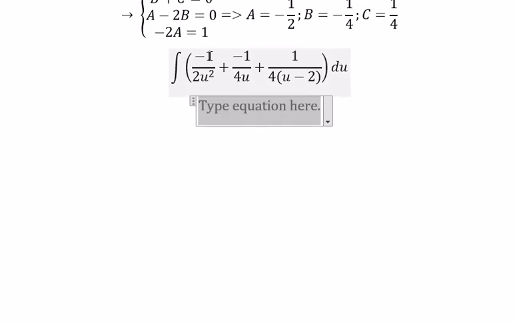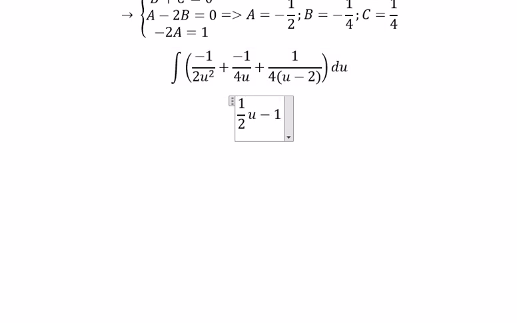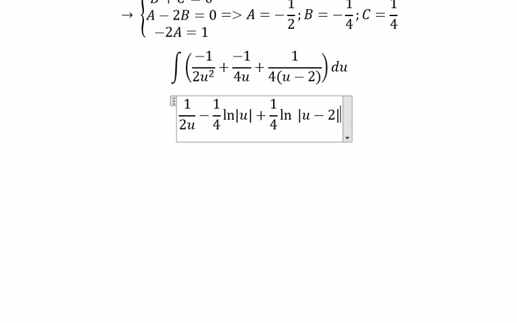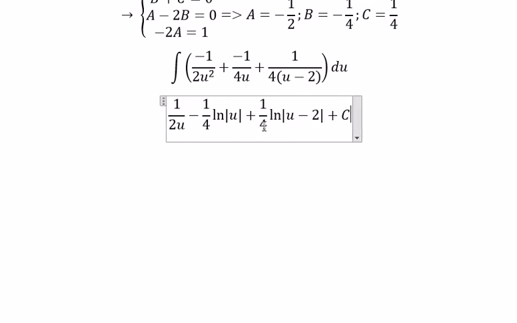The integral of negative 1 over 2u squared, you got 1 over 2u. The integral of negative 1 over 4u, you got negative 1 over 4 multiplied with ln of absolute value of u. And the last one is 1 over 4 multiplied with ln of absolute value of u minus 2. And we add c as the constant.